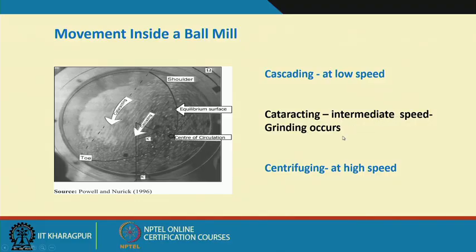With cataracting, at intermediate speed, grinding occurs, because if the mill is rotated very fast, because of the centrifugal forces all the material will adhere to the inside surface of my ball mill. No particle will fall back and there will be no grinding; everything will rotate along with my mill liner. There is a limit beyond which you cannot rotate the mill, otherwise because of centrifugal force all the material will start rotating. Even if your balls rotate along with the mill, if they do not fall back and hit the material, there will not be any grinding.